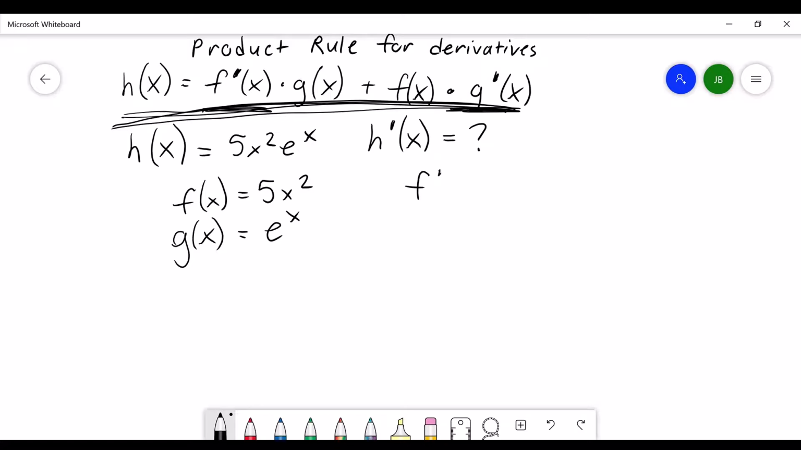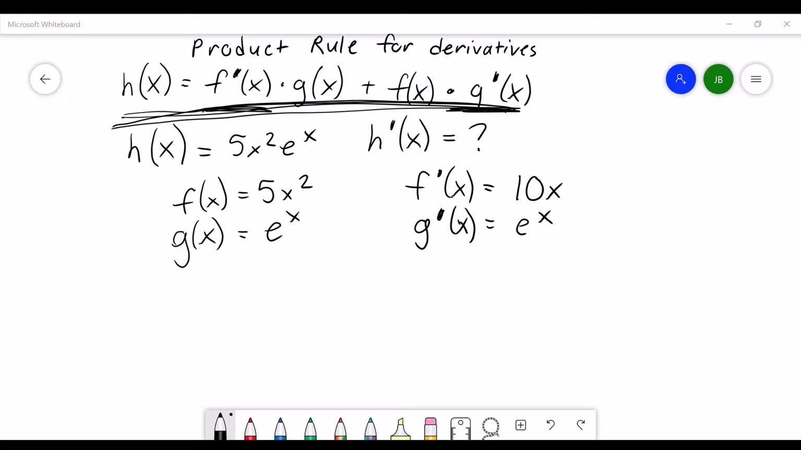f prime of x equals 10x, right? Because we bring down the 2, 2 times 5 is 10. So g prime of x equals e to the x. The derivative of e to the x is just e to the x power. So now let's just plug those back into our original equation.